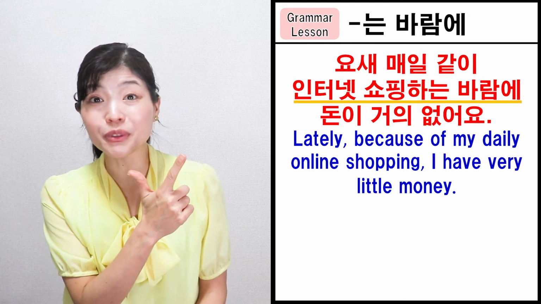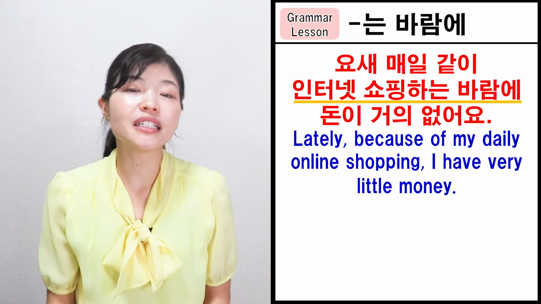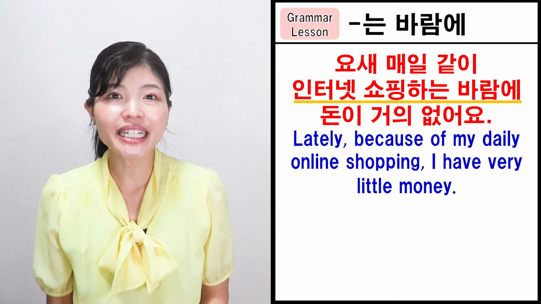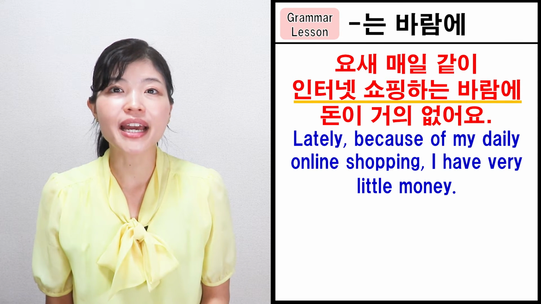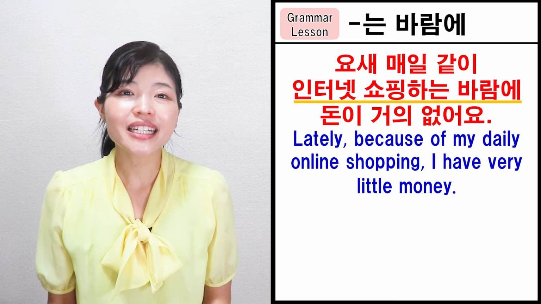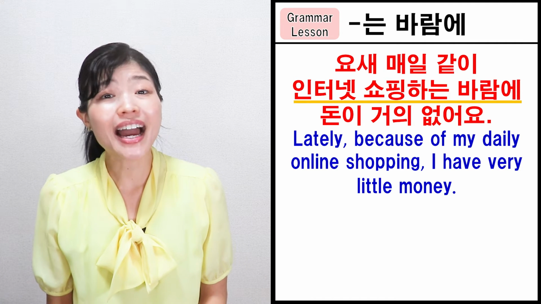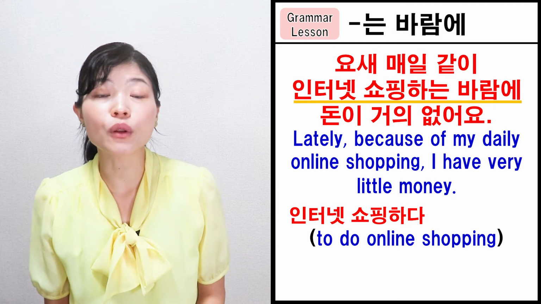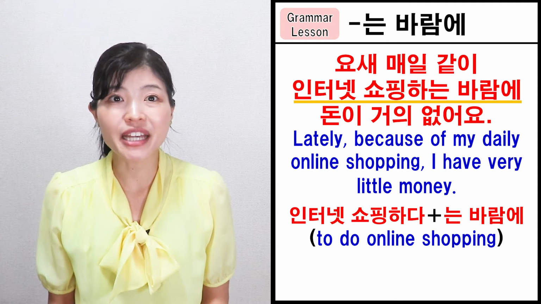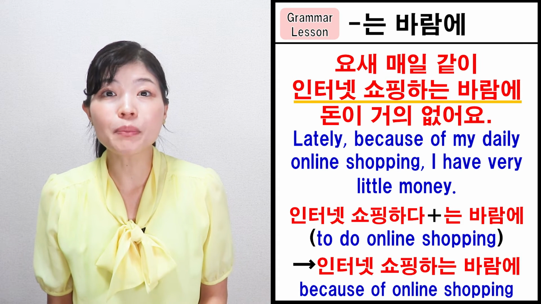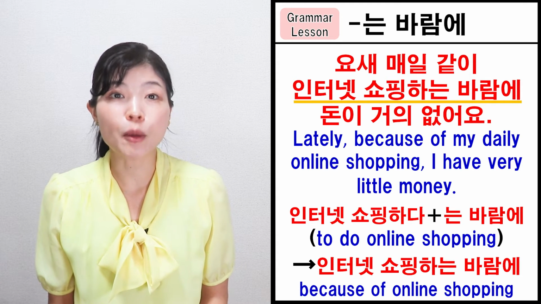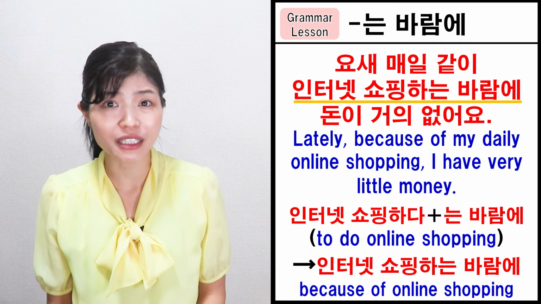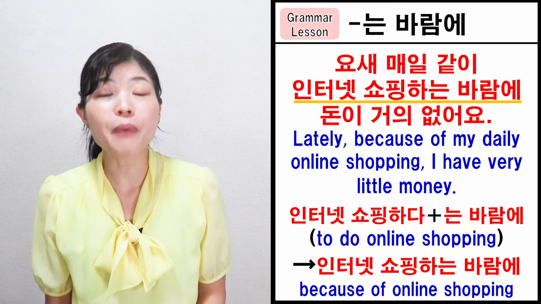Now, let's read the sample sentence to see how a speaker is using 는 바람에 for a negative consequence. 요새 매일같이 인터넷 쇼핑하는 바람에 돈이 거의 없어요. Lately, because of my daily online shopping, I have very little money. In this sentence, 인터넷 쇼핑하다 is to do online shopping. You add 는 바람에 to the stem to make 인터넷 쇼핑하는 바람에, because of online shopping. It's an unfortunate situation that this speaker has very little money, right? That's why he's using 는 바람에.